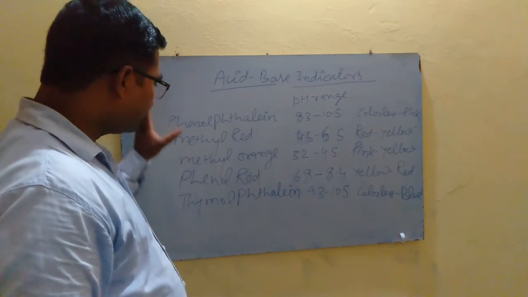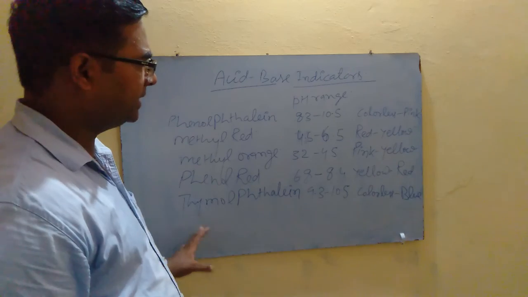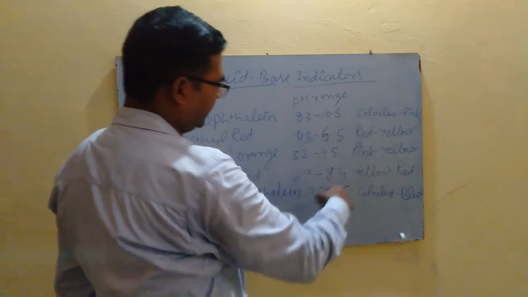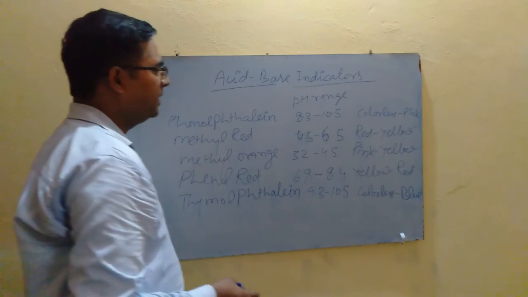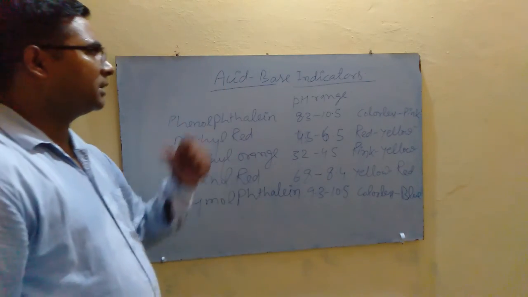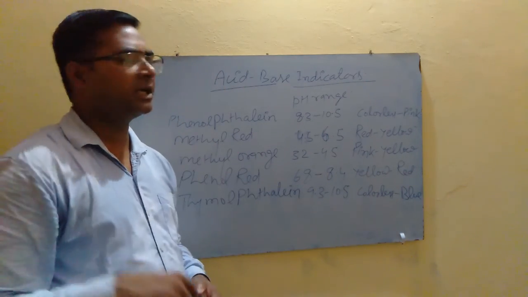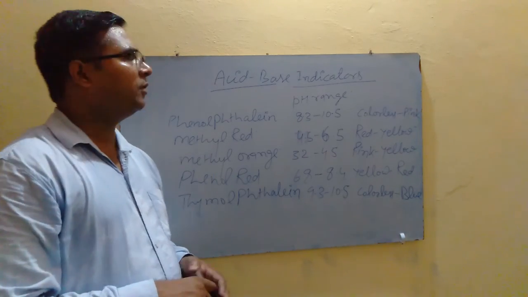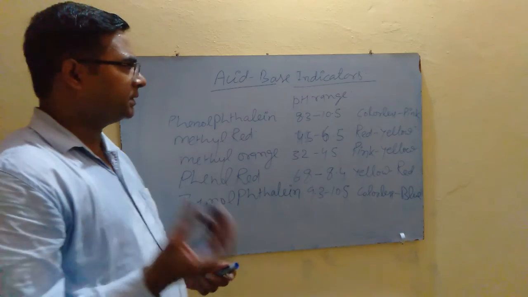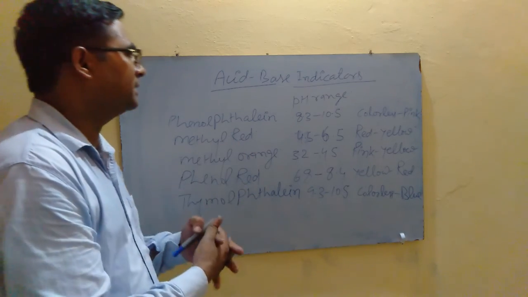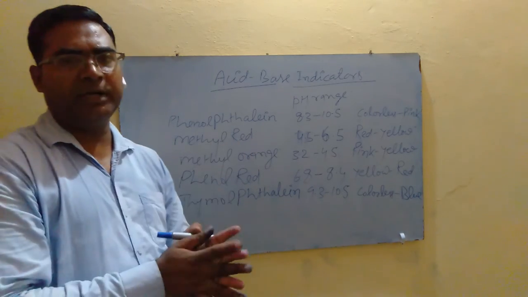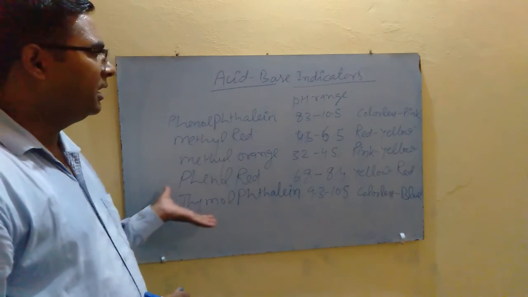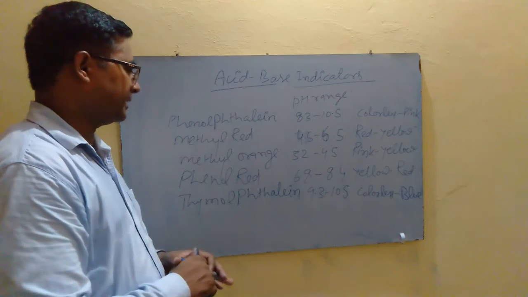So these are common examples of acid-base indicators, and each acid-base indicator has a different pH range over which it changes its color. These are the chemical species which are used in acid-base titration to indicate the completeness of the neutralization process, that is called the endpoint. So with the help of these indicators we can determine the endpoint of the reaction.